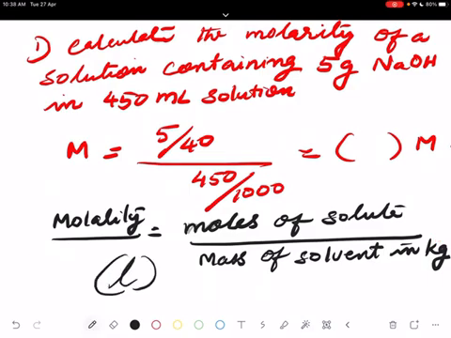Molality is the number of moles of solute upon mass of solvent in kg.